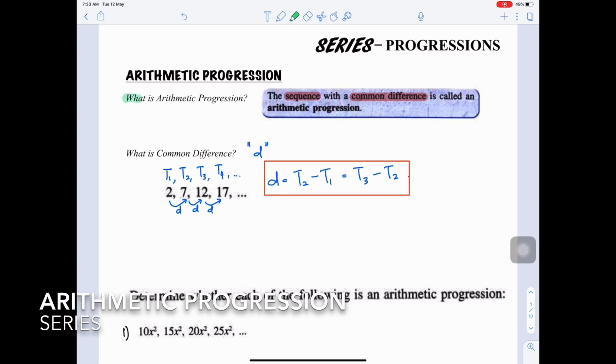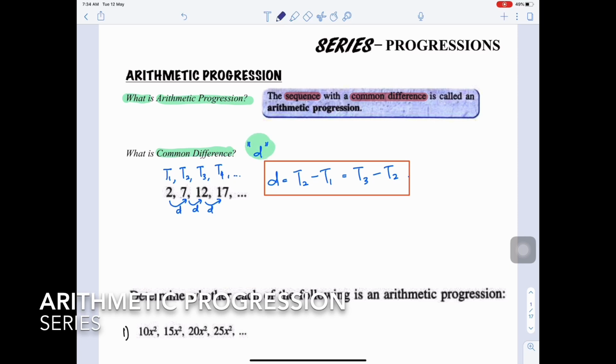What is arithmetic progression? An arithmetic progression is a sequence with a common difference. So what is the common difference? The symbol for common difference is D.